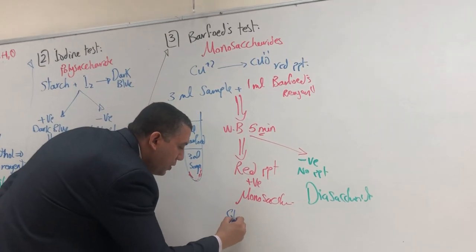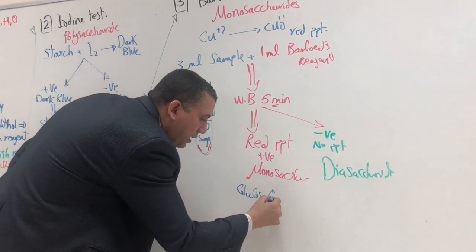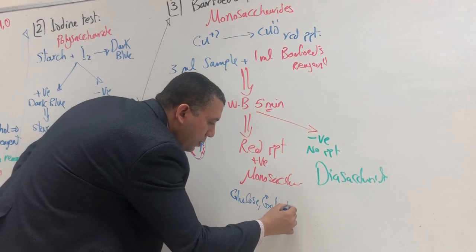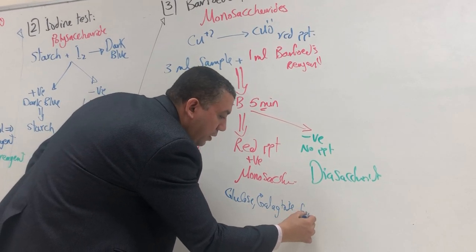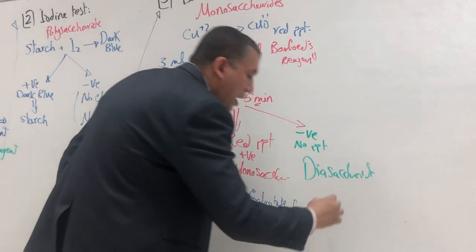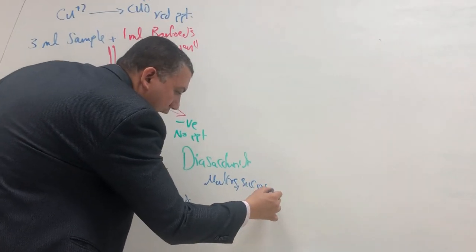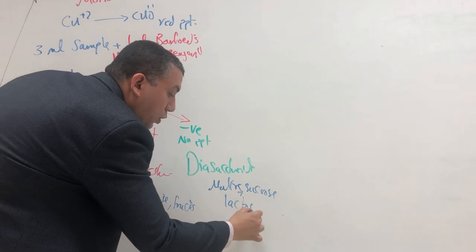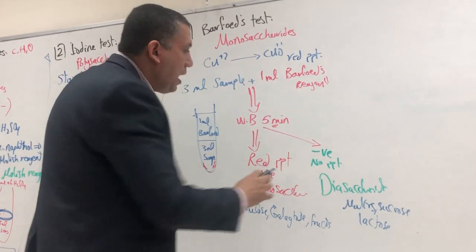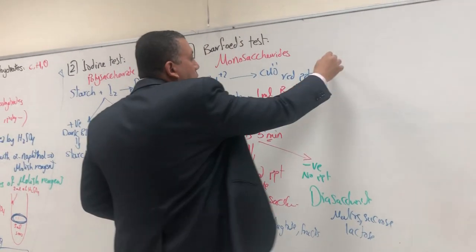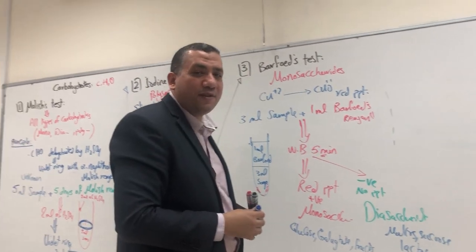We have glucose, galactose, and fructose. Saccharides. Top, what do we have in the diet? We have maltose, sucrose, and lactose. In this case also we can differentiate between them. We have other tests to differentiate, but we will stop here. We will only perform 3 tests.